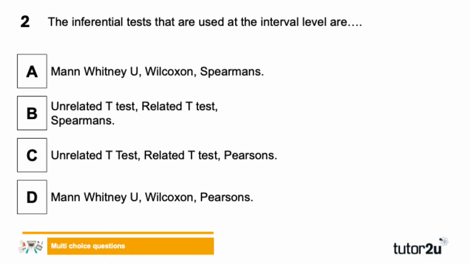Okay, so the inferential tests, this is a bit trickier. The inferential tests that are used at the interval level, where you've got interval level data, fixed scale, equal points between each point on the scale, fixed intervals. Which tests? A, B, C, or D?